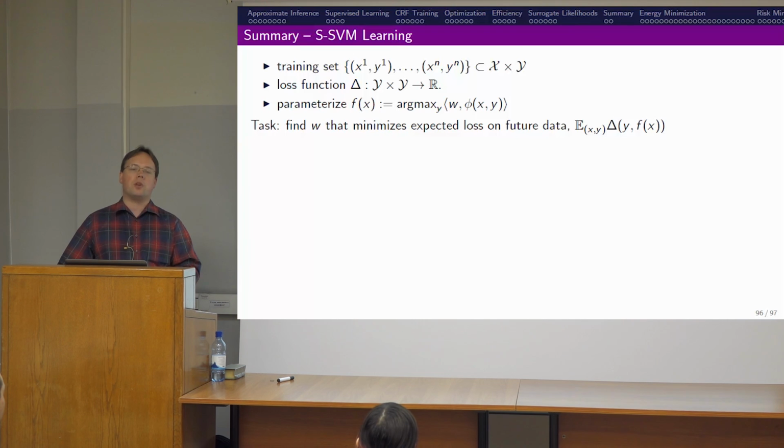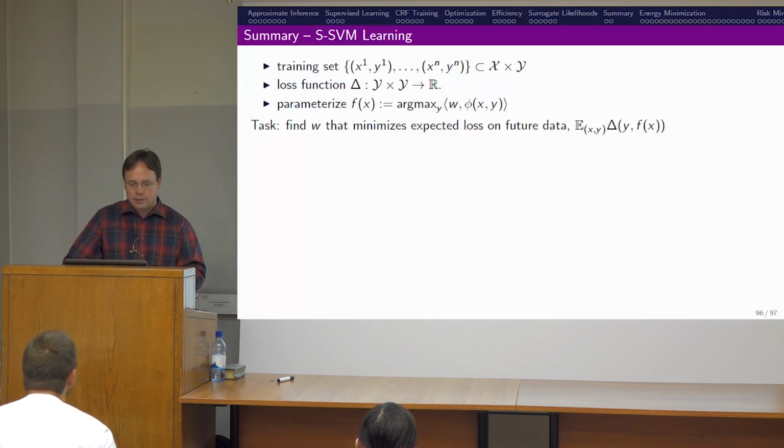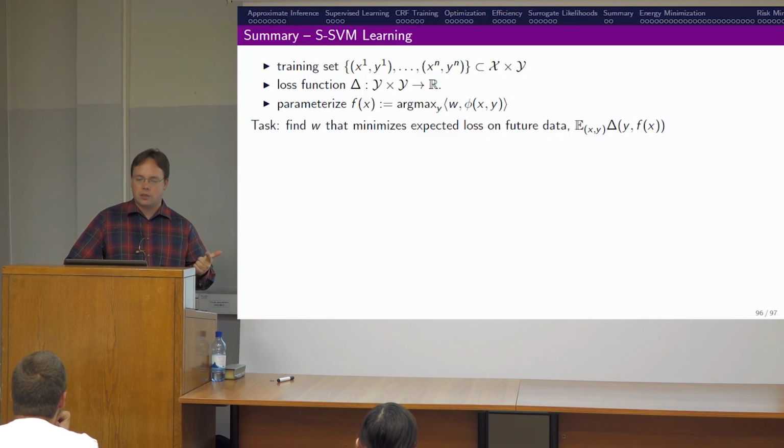That's my summary of structured SVMs. I could only give you a high-level glimpse. If you look at the tutorial text, you will find more. We have a training set. We have a loss function at training time. We parameterize a linear function with an arbitrary feature map and a weight vector. The goal is to minimize the expected loss on future data.